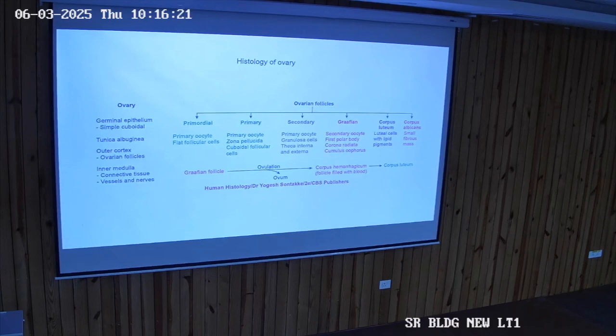Secondary follicle contains... Graafian follicle contains... Corpus luteum has... Corpus albicans. Okay, so you will remember what happens in the ovary. What are the different structures?